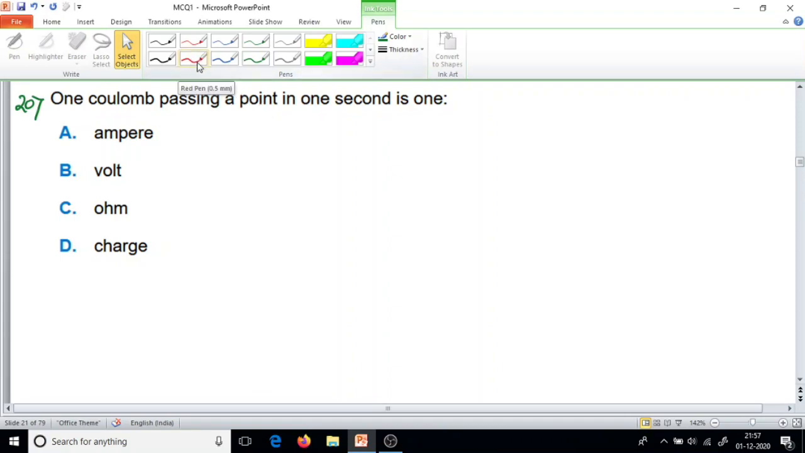Now, the statement is 1 coulomb passing a point in 1 second. What is I equal to Q by t? That is 1 coulomb of charge. If 1 coulomb of charge passes through in 1 second, it is 1 ampere.